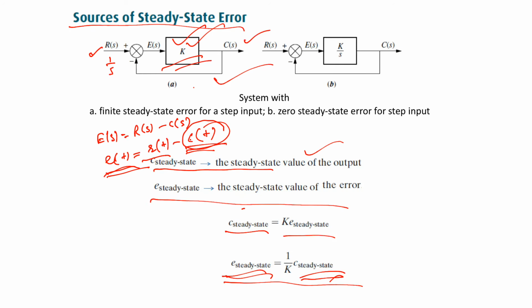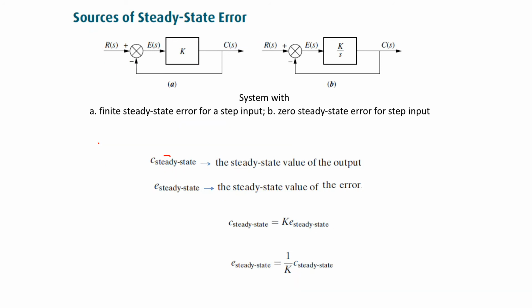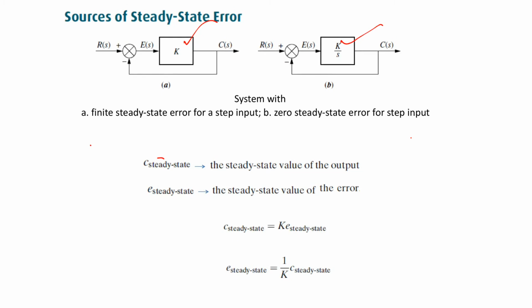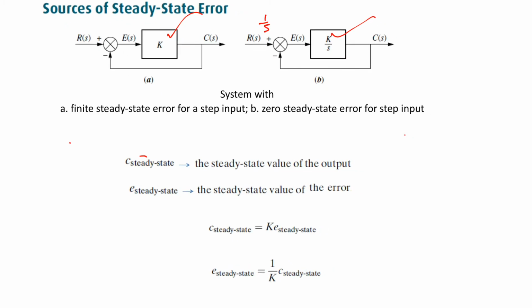So we draw the conclusion that with the pure gain K in the forward path, there will always be a steady state error for the step input. And this steady state error diminishes as the value of K increases. Now, if in the previous case it was K, let us suppose that we have used an integrator here, that is, K by integrator is represented by K divided by S. Previously it was K. There will be zero error in the steady state for the step input. That is, for the step input of 1 by S, the E steady state error would be zero in this case.